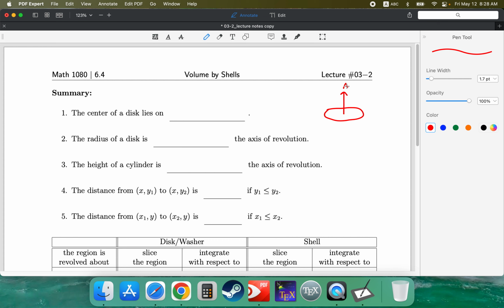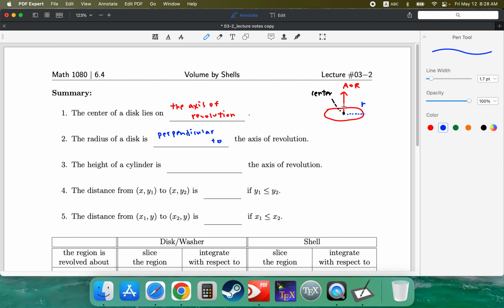Let's say this is your axis of revolution, and you can see that the center of the disk, so this is your center, is always on the axis of revolution. And then you can see that this is the radius. The radius of a disk will be perpendicular to the axis of revolution.